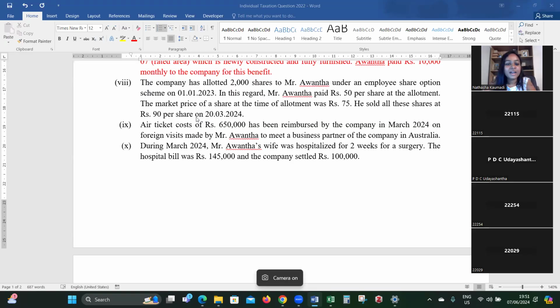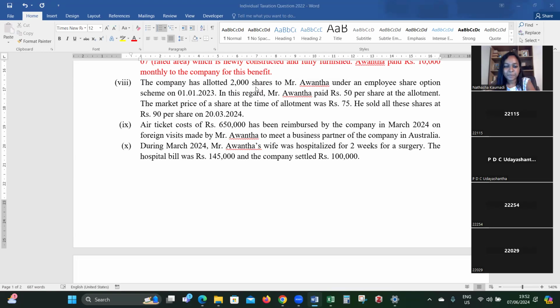Right, thank you. So share allotment, 50 rupees per share at the allotment, and at that date the market price of the share is 75 rupees. So even though the market price is 75 rupees, Mr. Avanta has paid only 50 rupees. So there's a benefit, right? 25 rupees per share, there's a benefit. So how many shares has the company allotted? 2,000 shares.